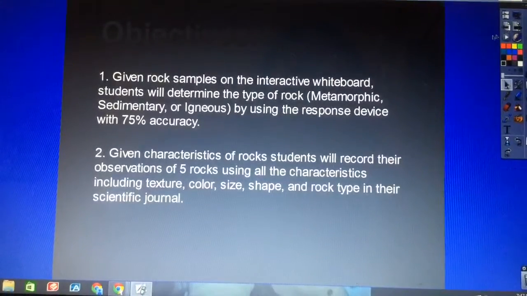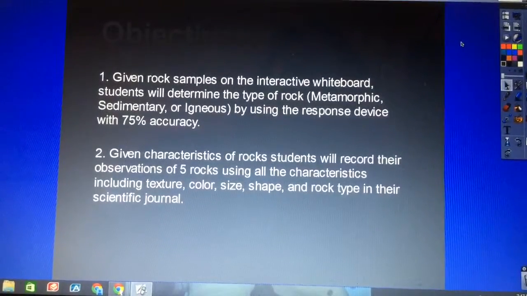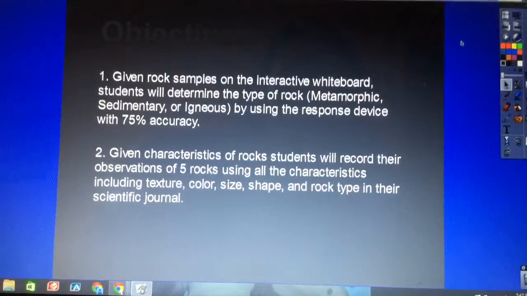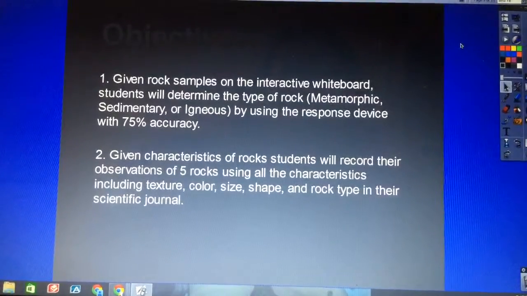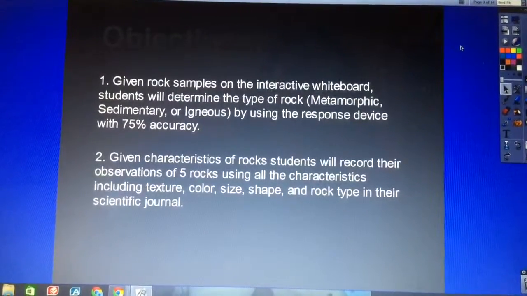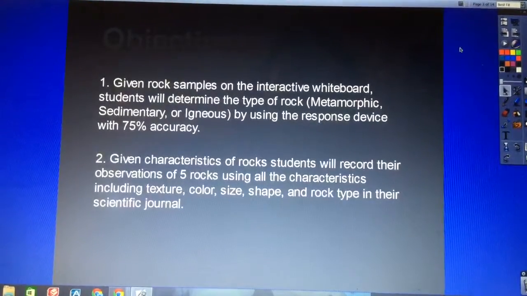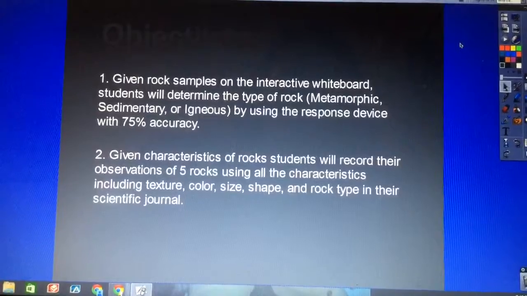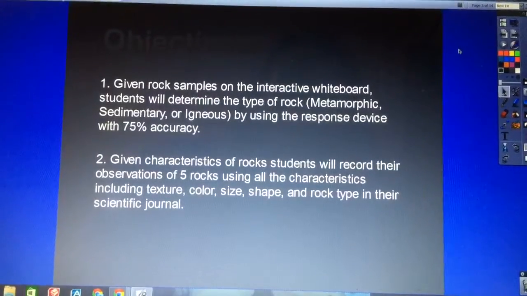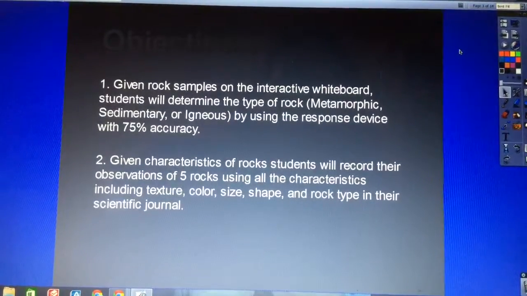So first I included the objectives, which are: given rock samples on the interactive whiteboard, students will determine the type of rock, metamorphic, sedimentary, or igneous, by using the response device with 75% accuracy. Then the second objective is what the students will be doing when we are done using the interactive whiteboard, and they will turn in a scientific journal for their assessment.